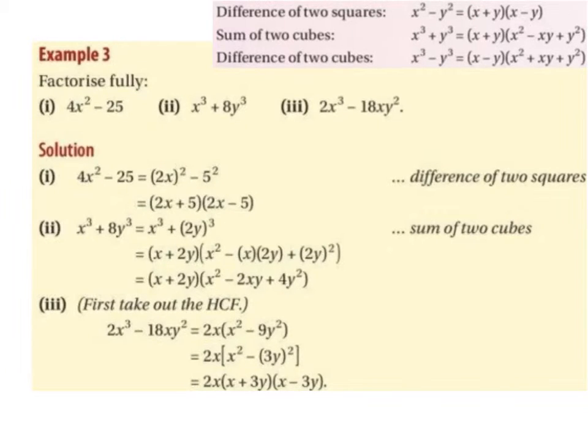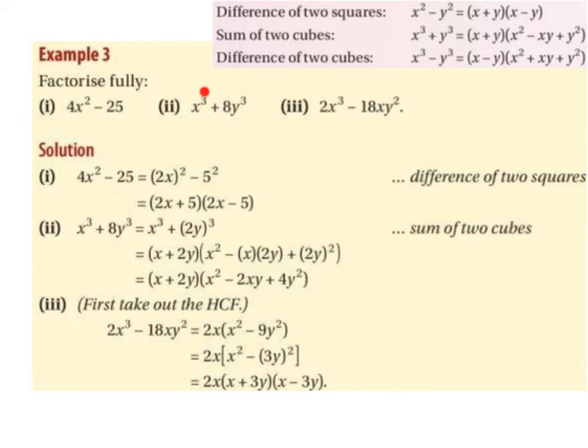Then we have to square root the 25. And the square root of 25 is going to be 5. So 5 goes in the back of both of those because we have the y in the back of both of those brackets. So to factorize 4x squared minus 25, we end up with 2x plus 5 multiplied by 2x minus 5. We can multiply this out to check if we get back here.